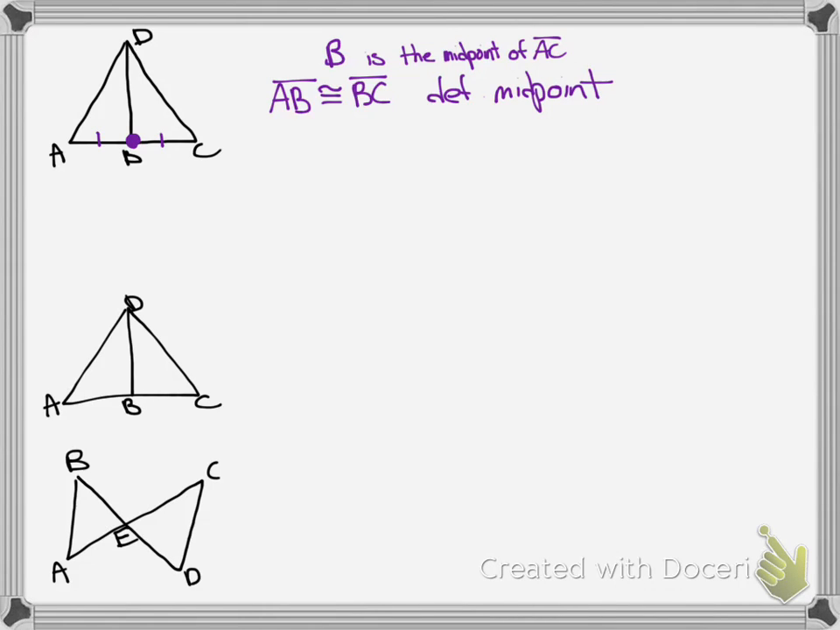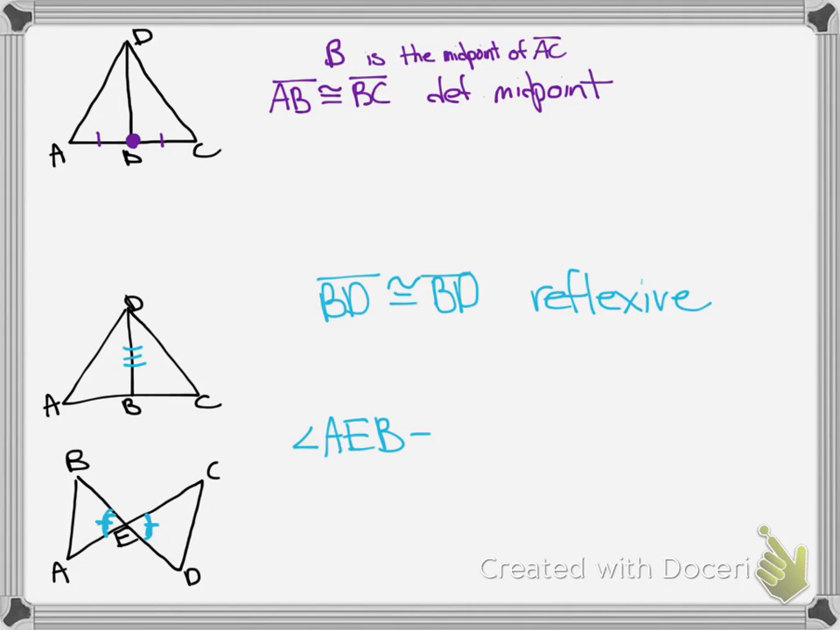The other ones that you can use anytime the picture is drawn this way, this picture, segment BD is congruent to BD. It's congruent to itself because of the word reflexive. The picture below it, this angle is congruent to this angle. 3 letters, middle letter has to be the vertex. Angle AEB is congruent to angle DEC. And that's called vertical angles.